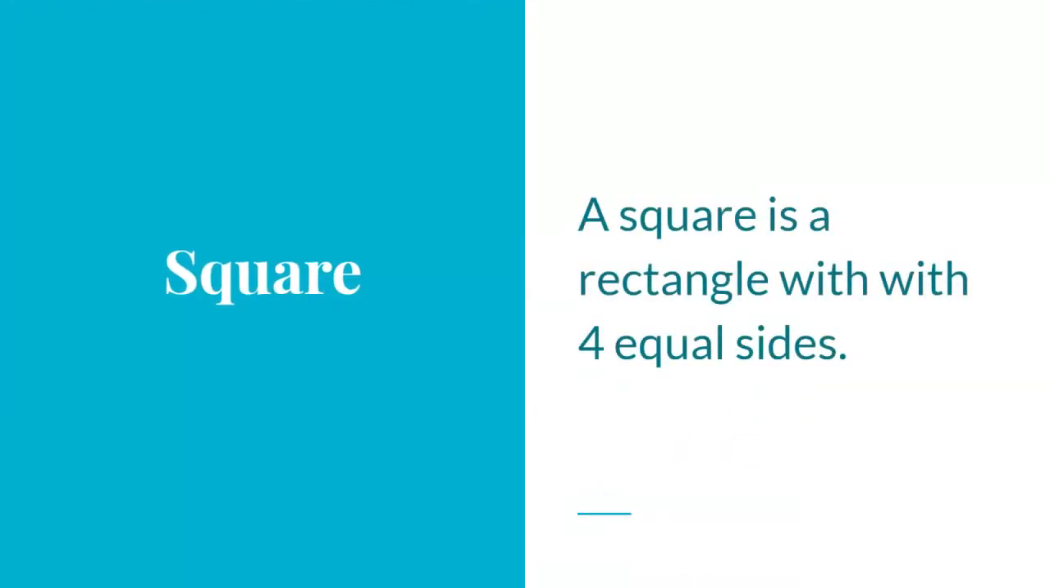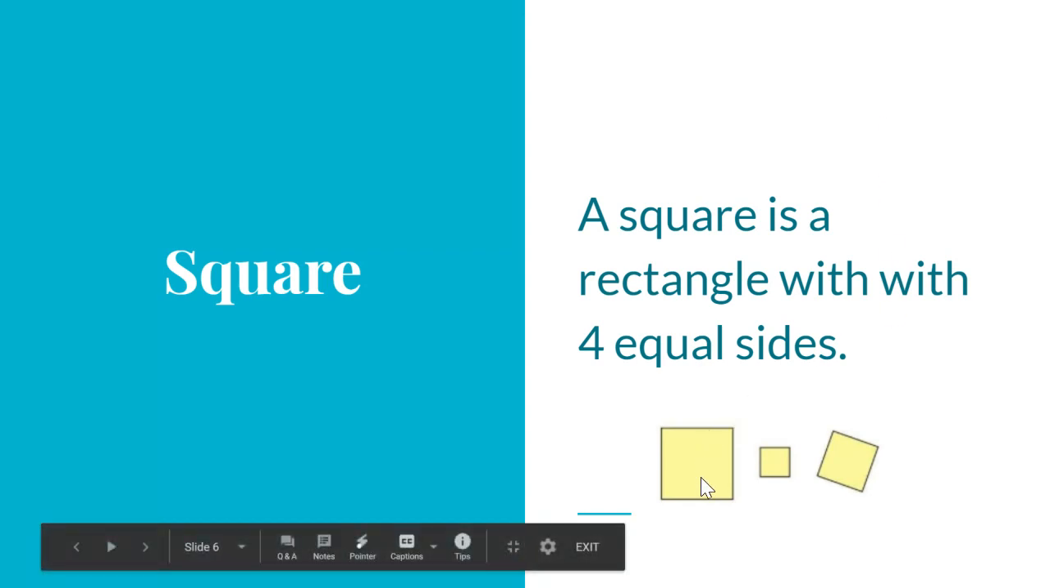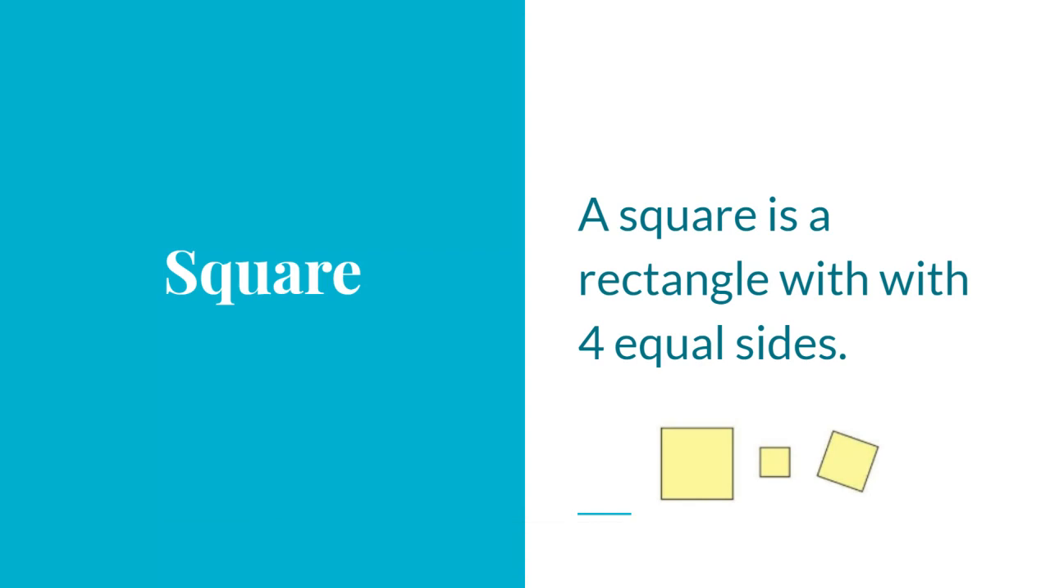Another quadrilateral is a square. A square is a rectangle with four equal sides. So it is a rectangle, that means it has right angles, but it also has all of its sides equal. So a parallelogram, because it has two sets of parallel sides, a rectangle because it has four right angles, but it's a square because all of the sides are the same length. So a square can be a rectangle.